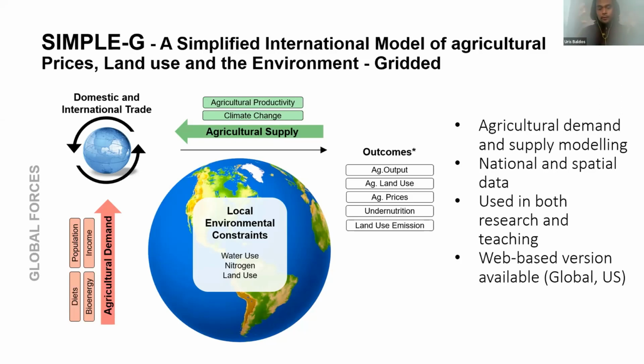Now the cool thing about this model is because it's gridded, we can incorporate certain local environmental constraints. For example, if you have a map of excess nitrogen use in the US and you want to reduce that, you can shock the model and see what would happen to US agricultural production. And one advance that we made in the last couple of years is making this tool web-based. You could just log on to the website, mygihub.org, and access the tool, as well as the teaching materials that we've used for this course.